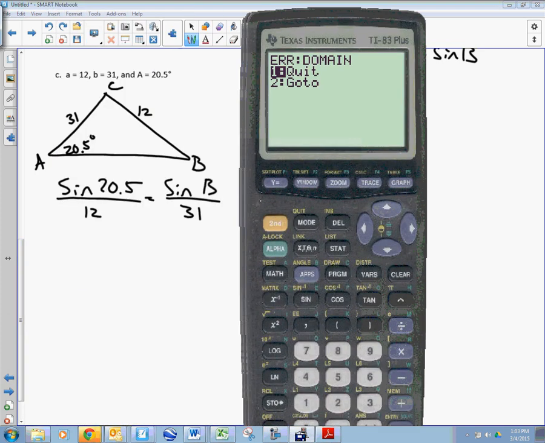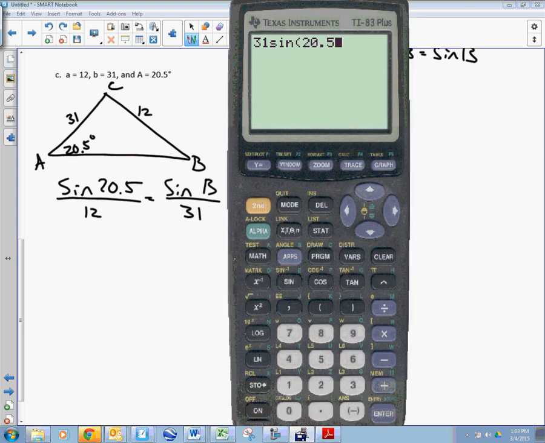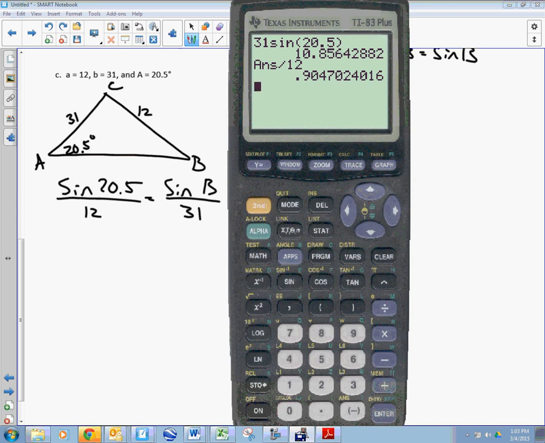Set it up. 31 times sine of 20.5, and I divide that by 12. Can sine equal 0.9? Yes, it can. So it's not going to be a no solution. It's going to be 2 solutions.